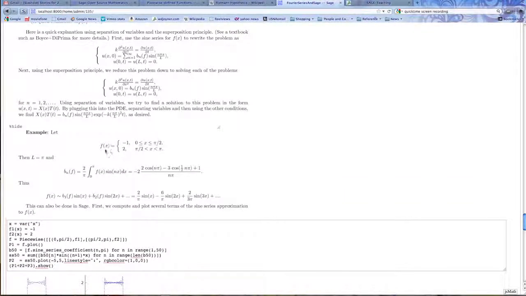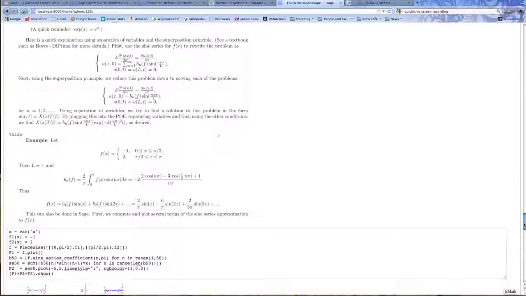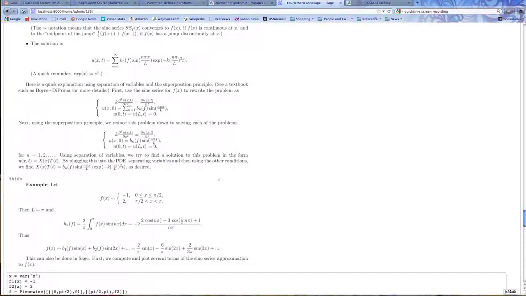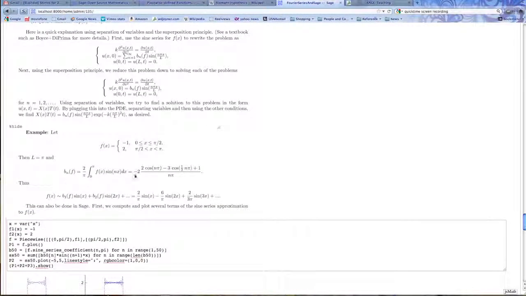Let's do an example. Here's our initial temperature. Our wire is length pi. Temperature is minus 1 from 0 to pi over 2, and then 2 from pi over 2 to pi. L here is pi, as I said. That's the length of the wire. The formula that we had up there for Bn tells us that Bn is this expression here. This only depends on n.